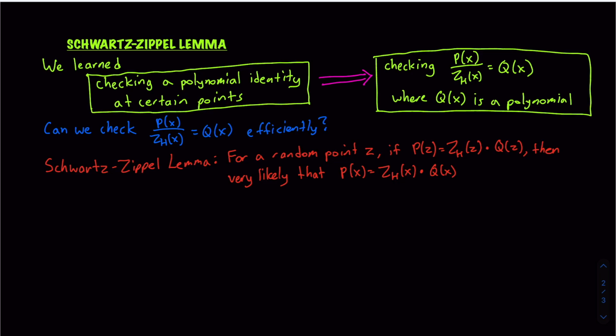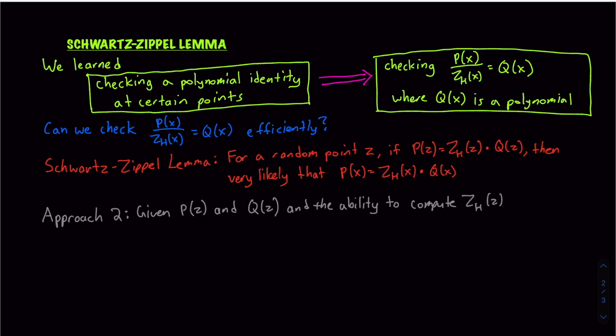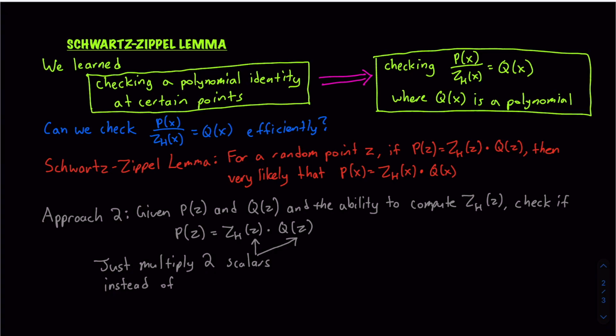Alternatively, the verifier can choose a single random value z and check whether p of z equals z sub h of z times q of z. This is much more efficient from the verifier's perspective. The verifier is given the values of p of z and q of z, so they don't need to compute those themselves, and they independently compute z sub h of z, which can be done efficiently. We'll see how later. Crucially, the verifier never touches the full polynomials. Everything is reduced to scalar field values, so they simply multiply two scalars, z sub h of z and q of z, and check whether the result equals the scalar p of z.